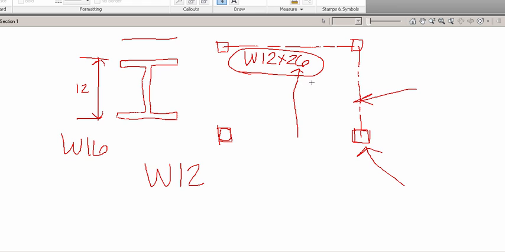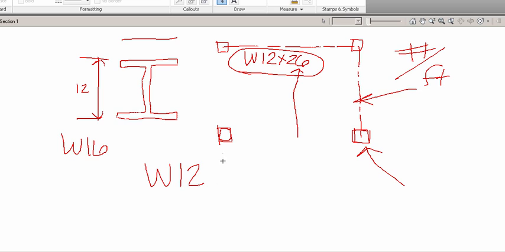Now this is confusing, this part of it. You may think, well, that's some kind of width measurement or something. It's actually not. What the second dimension value represents is the actual weight per foot of the beam. So we'll just say pounds per foot. So what it means is that this particular beam that's being used on this plan is roughly 12 inches tall and weighs 26 pounds per every foot.